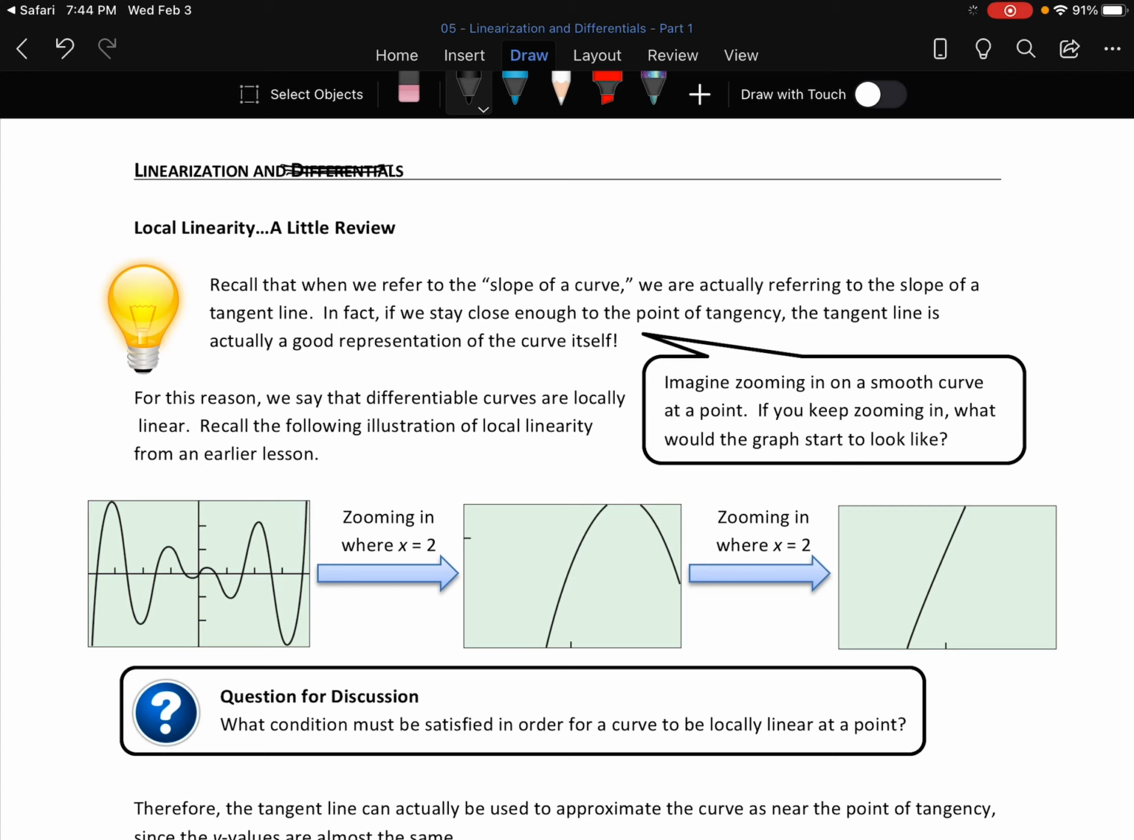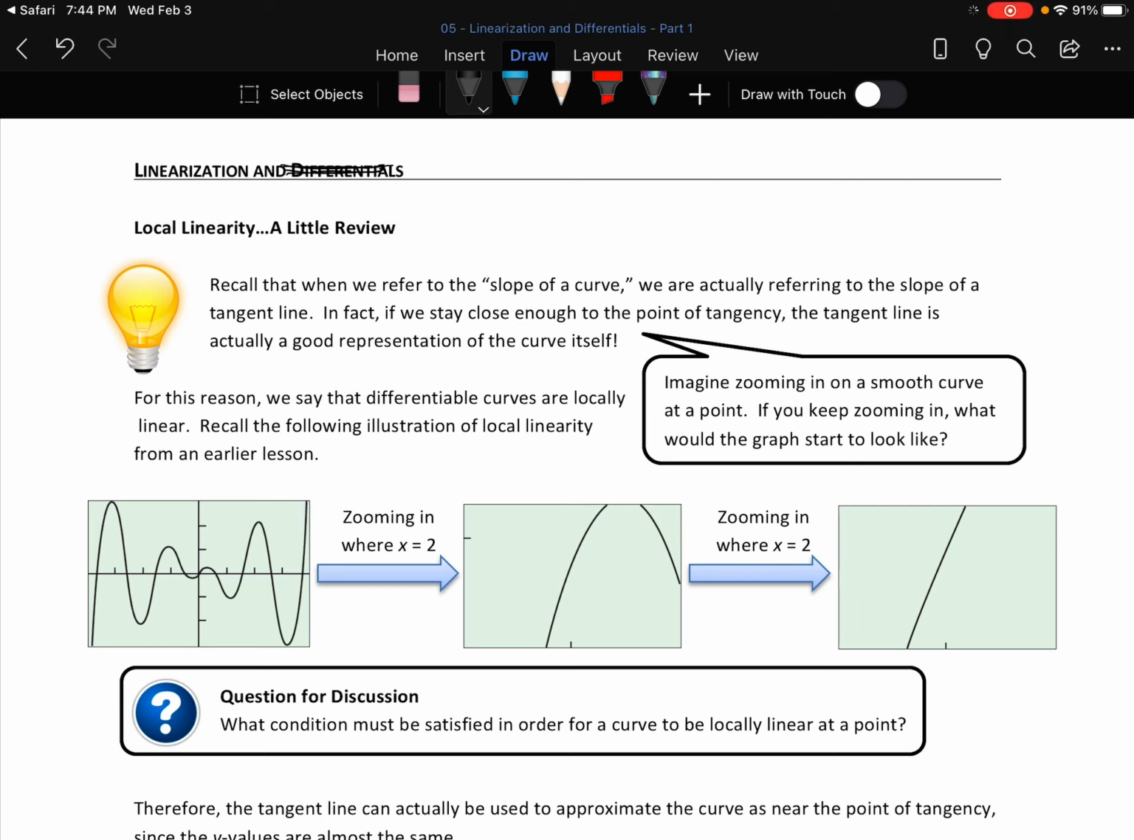We have to say, okay, we're going to draw a tangent line there to find out what the rate of change is there. But the thing is, if we stay close enough to the point of tangency, the tangent line actually is a good representation of the curve. So the tangent line we use to represent the curve, and if we're very close to the point that we're talking about, then it's a good representation. So for this reason, we say differentiable curves are locally linear. Recall the following illustration of local linearity from an earlier lesson.